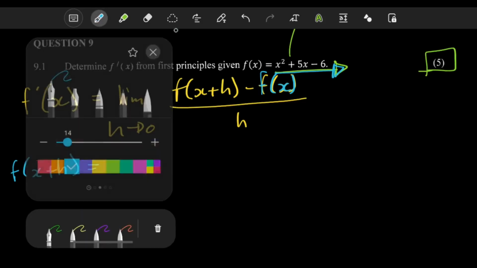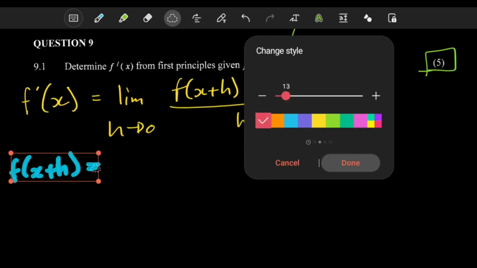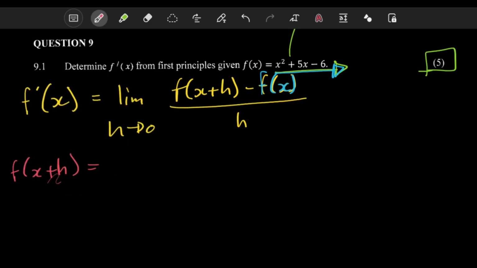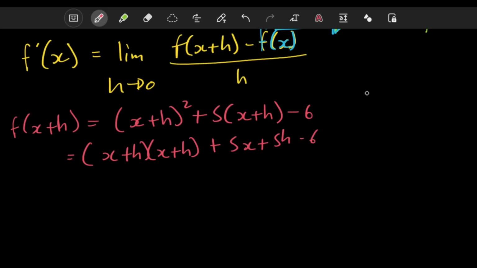Let me actually use a different color, just for the vibes. Now you want to see what f of x plus h is. This just means wherever x is, you have to throw x plus h into this entire expression. So where x is, you're gonna throw x plus h. That's why we're gonna square it there, then 5 times x plus h, and then a minus 6. Here you're gonna just FOIL out everything: x plus h times x plus h, and then 5x plus 5h minus 6.